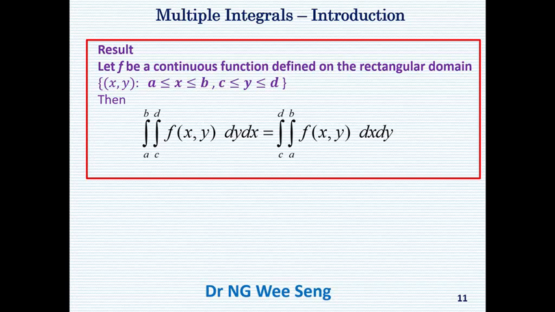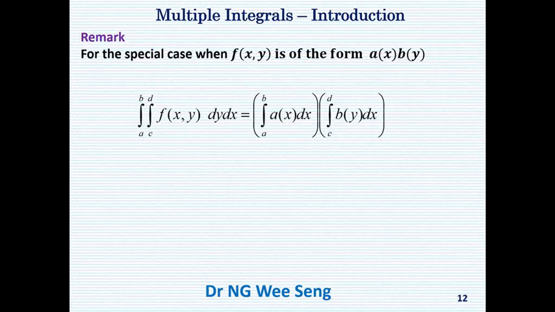It turns out that these two iterated integrals are the same if the function f is continuous. Most functions we encounter are continuous, so it's something we can take for granted. Interestingly, when the function f takes a special form, which is a product of two functions, one in x only and the other in y only, then the iterated integral, whichever it is, is a product of two integrals, one for x and one for y. It's something pretty easy to prove. I'll leave the proof to you.